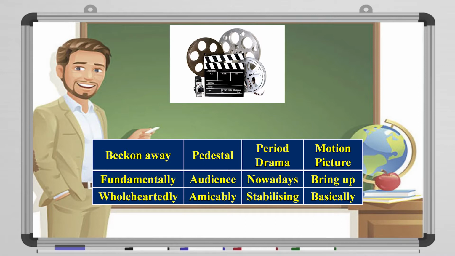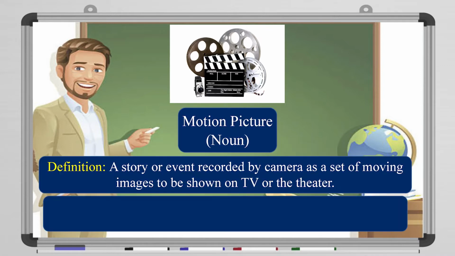Did you get it? Let's see. The word is motion picture, and it is a noun. A motion picture is a story or event recorded by a camera as a set of moving images to be shown either on TV or in a theater. In essence, it is films. Motion pictures are films. Okay?